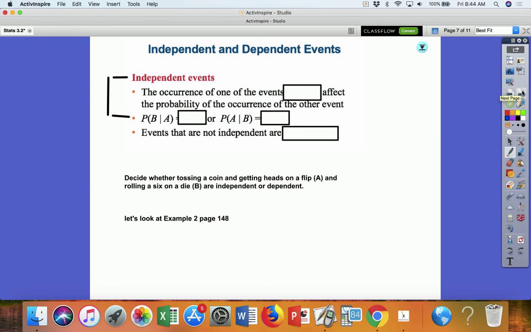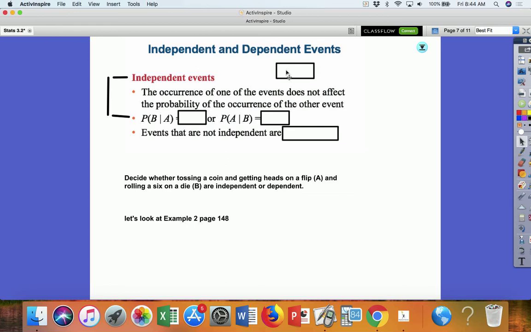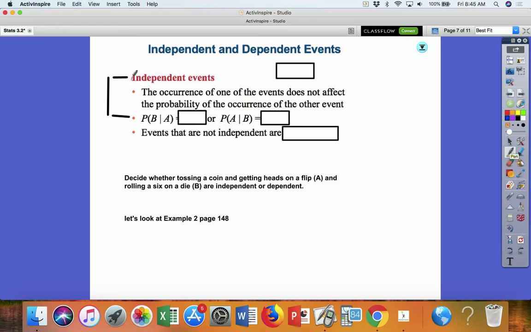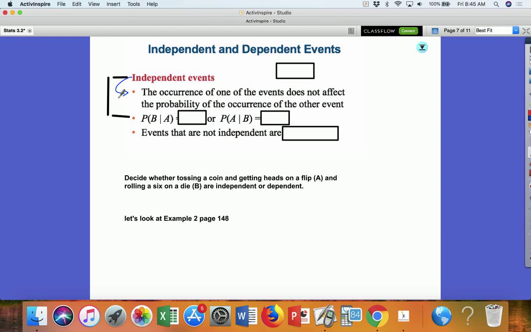So now, like I told you, there's going to be two formulas, and they're going to be based on whether the events are independent or dependent. So now we're going to talk about whether the events are independent or dependent. So, independence, freedom, separation kind of. Well, in math, in statistics, if the occurrence of one of the events does not affect the probability of the occurrence of the other, it means that the events are independent. One happening does not affect the probability of the other.